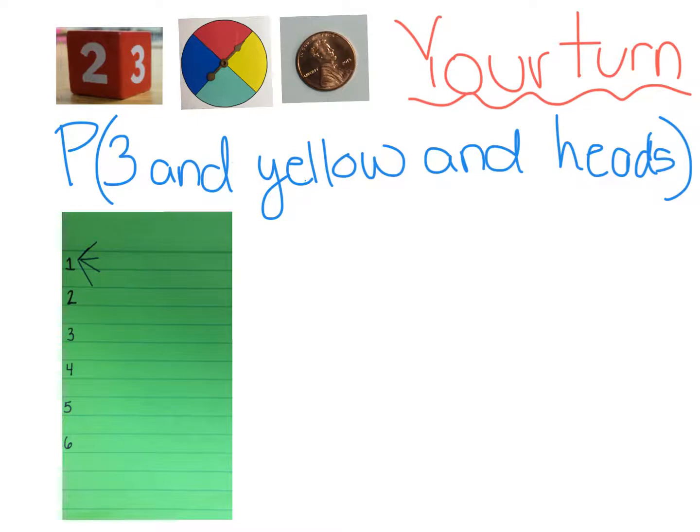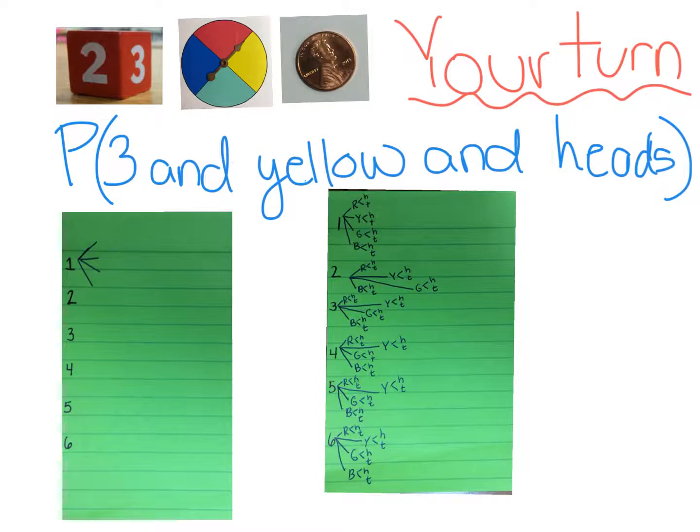Okay, not sure where to start. I started with the dice, or the number cube, and I wrote down the outcomes you could get. A 1, a 2, 3, 4, 5, or 6. And then I'm going to the spinner. How many outcomes are there? There's 4. So my 1 has 4 branches coming off. What's going to go with those 4 branches? See if you can figure it out.